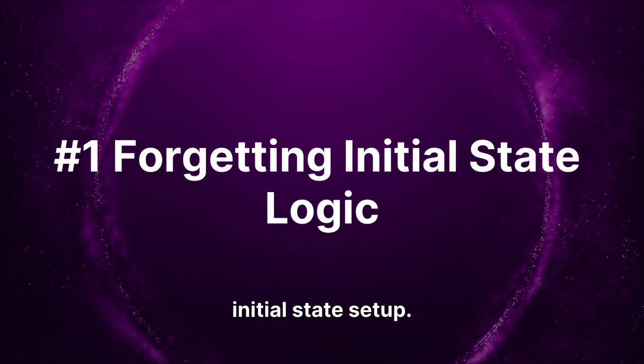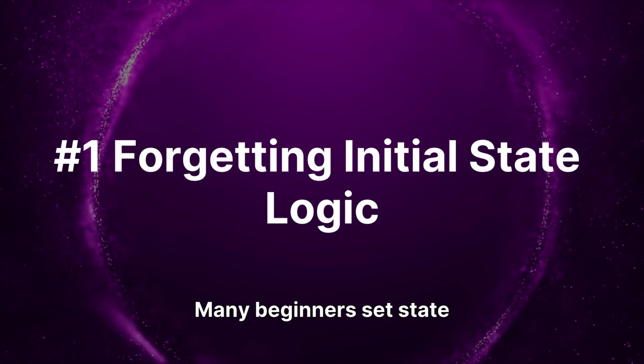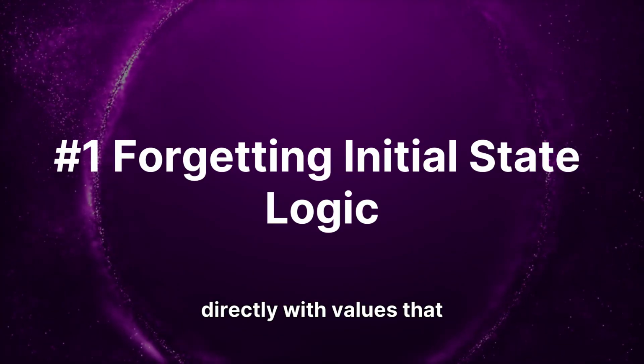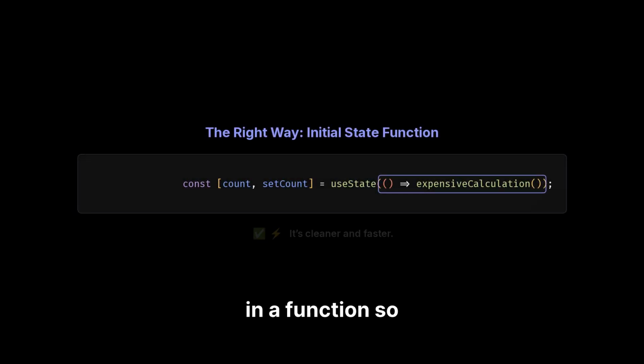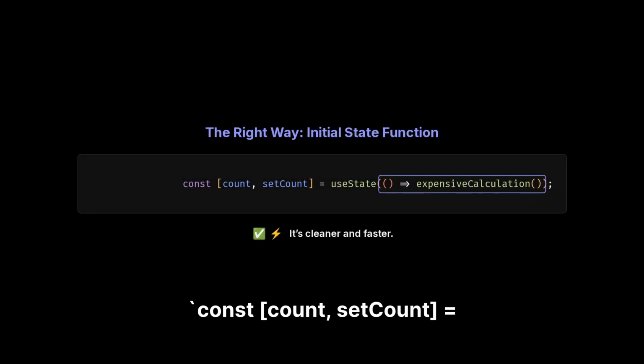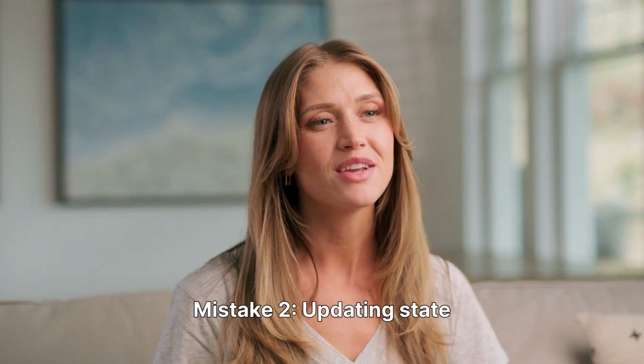Mistake 1. Forgetting proper initial state setup. Many beginners set state directly with values that depend on props or calculations. Instead, wrap that logic in a function so it runs only once. const [count, setCount] = useState(() => ...). It's cleaner and faster.